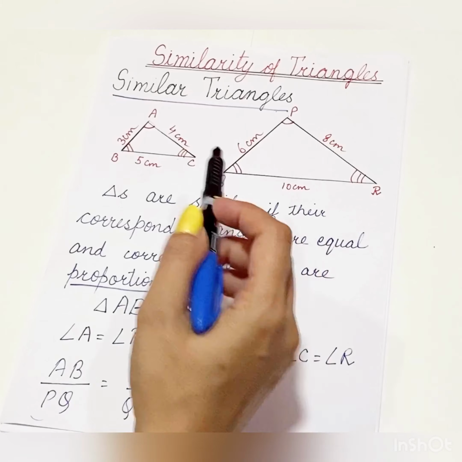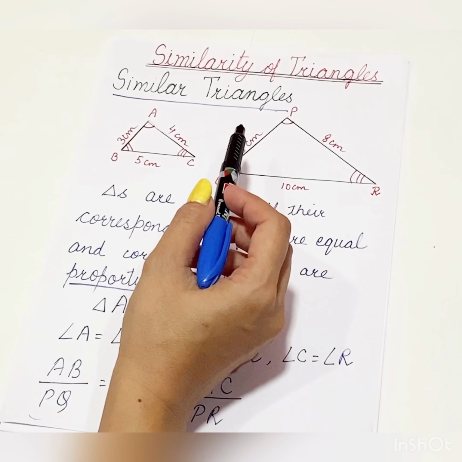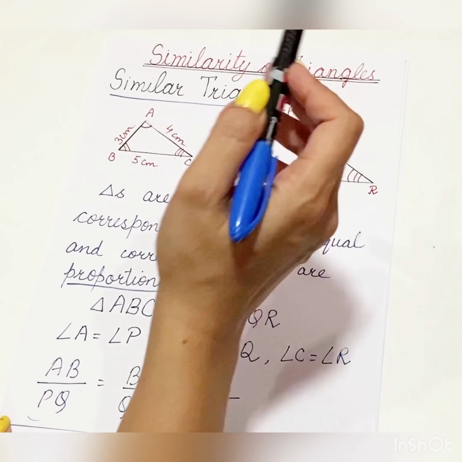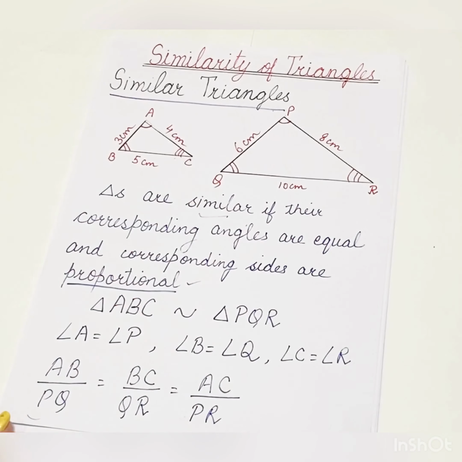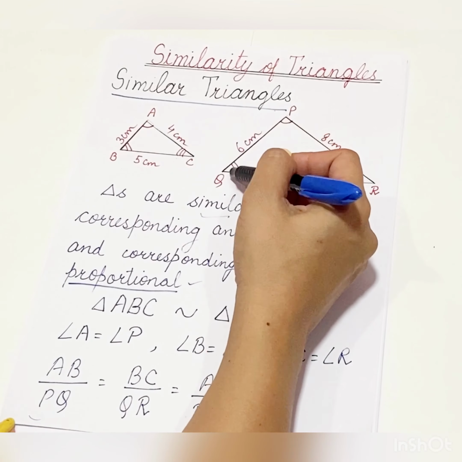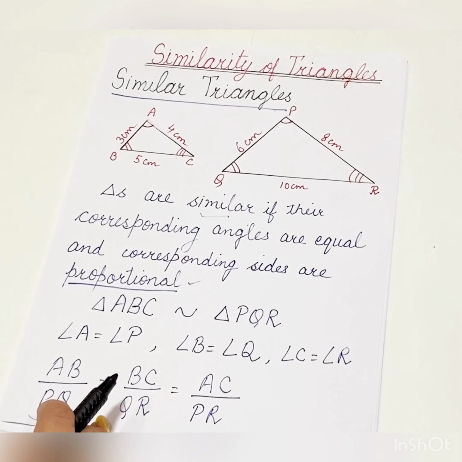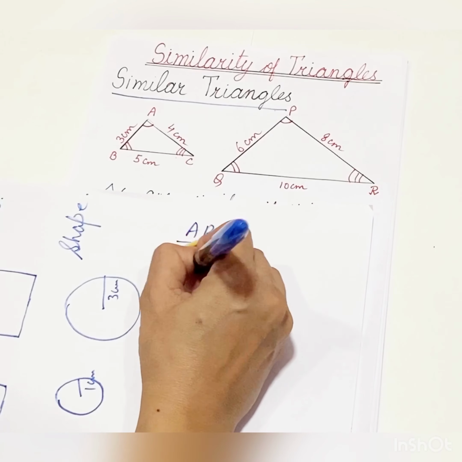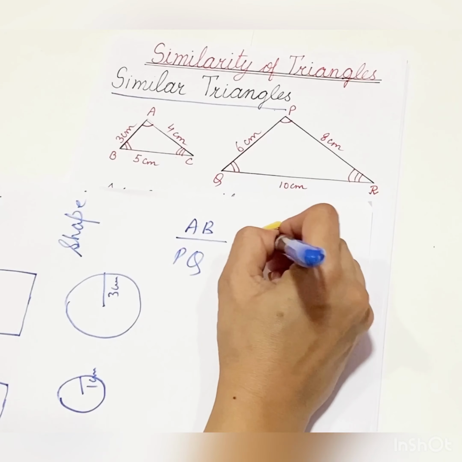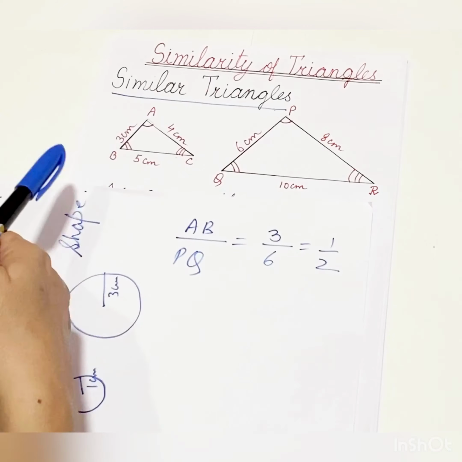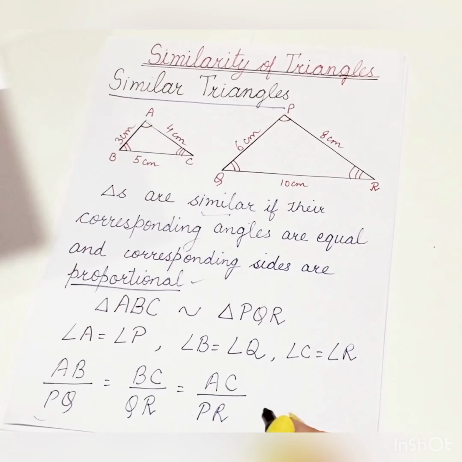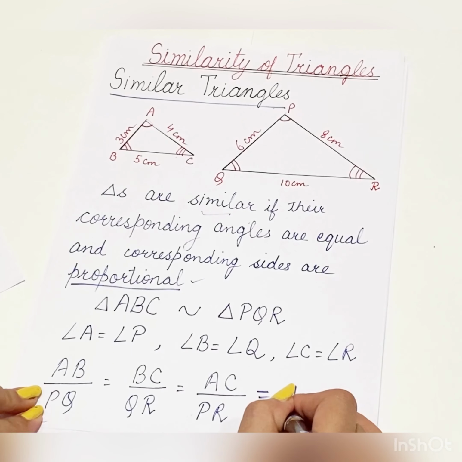For example, if I am taking triangle ABC and triangle PQR, I have drawn these two triangles. Now in this case, the two triangles are similar to each other. Why? We have angle A is equal to angle P, B is equal to Q, C is equal to R, and AB upon PQ. If I calculate AB upon PQ, how much will it be? AB is 3 centimeter and PQ is 6. So this ratio is 1 by 2. Similarly, BC upon QR will also be 1 by 2 and AC upon PR is also 1 by 2. So each of these ratios is equal to 1 upon 2.